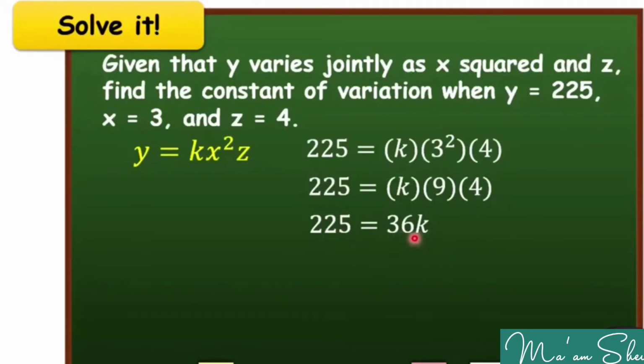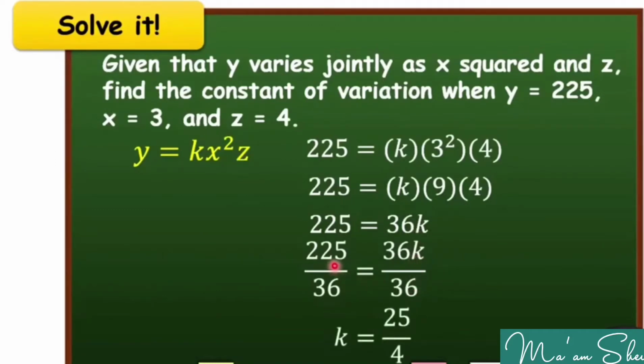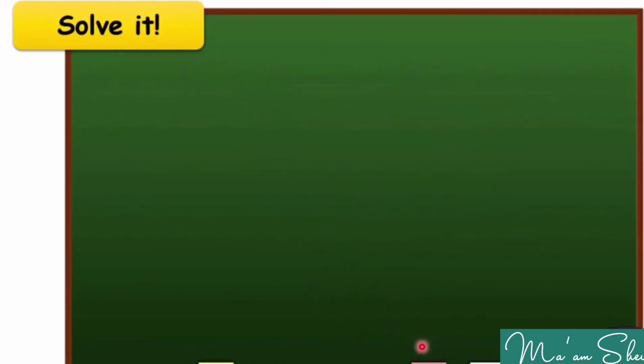Then, in order to solve for k, we need to divide both sides by 36. Okay? So, after dividing it by 36, we have 36k divided by 36 is equal to k. 225 divided by 36 is, ayan, 25 over 4. Since hindi naman natin siya kayang i-divide exactly yung 225 and 36, di-divide na lang natin both sides by 9 kasi parehas silang divisible by 9.